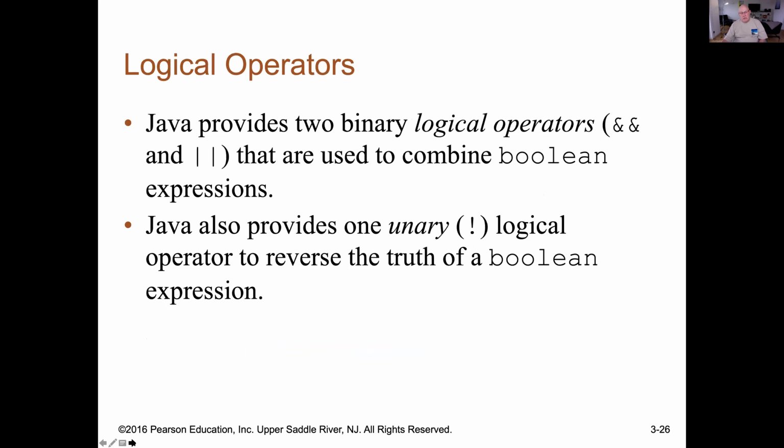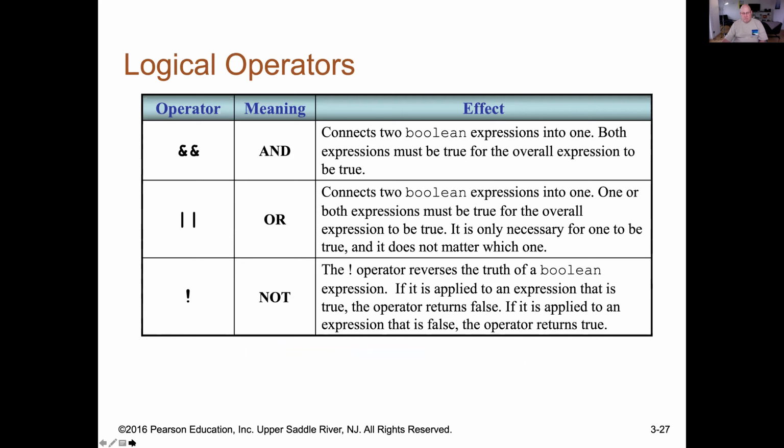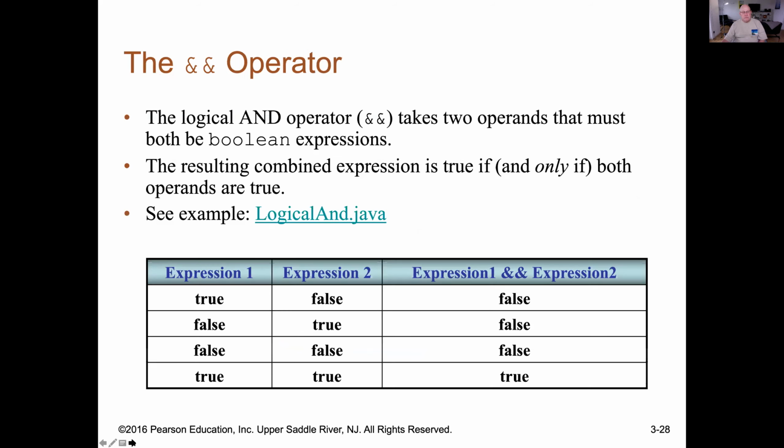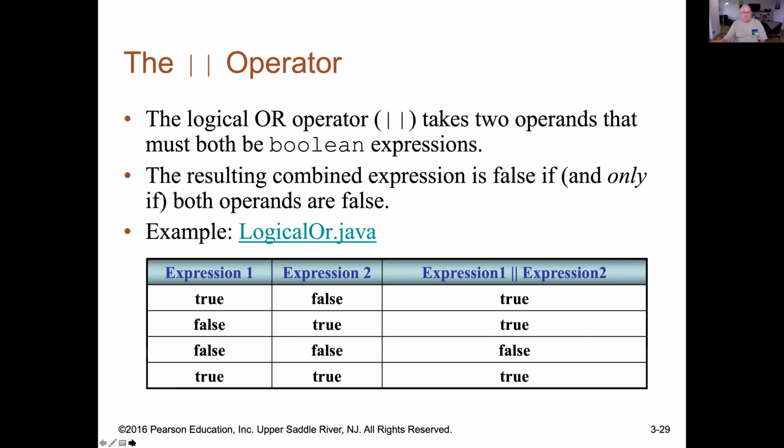What are logical operators? Java provides two binary logical operators that are used to combine Boolean expressions. The logical operators are and, or, not. The and operator connects two Boolean expressions into one. The or operator connects two Boolean expressions into one; one or both expressions must be true for the overall expression to be true. And then the not operator, which is an exclamation point. The and operator. The logical or operator.